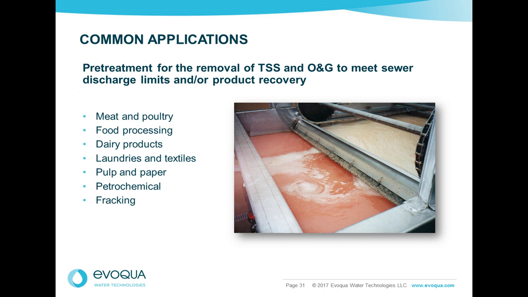As mentioned earlier, the most common application is for the removal of suspended solids and oil and grease to meet a sewer discharge limit. A lot of DAFs go in to industrial facilities like meat and poultry plants, food facilities, laundries, things of that sort, simply to meet sewer discharge limits on oil and grease. In other applications, DAF is used to recover material for beneficial use, like removing chicken fat from poultry processing wastewater for use in animal feed, or removing contaminants from a natural gas fracking facility to generate water for reuse.